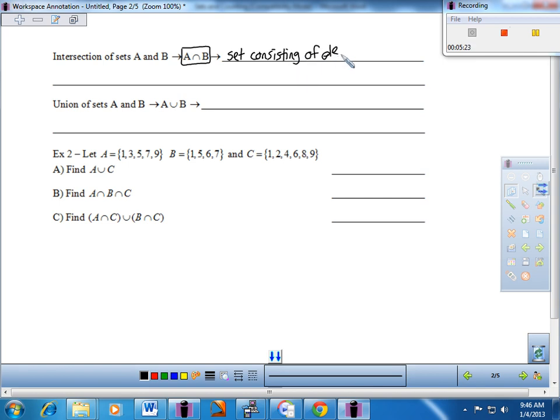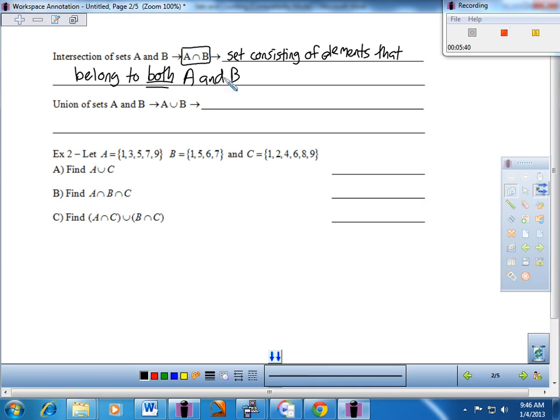of elements that, and then here's going to be the key, belong to both A and B. So intersection has to be in both of them. In fact, we'll get a little bit of a visual representation of that in just a little while. But for right now, kind of write that definition in there for me. So in intersection, the elements have to be in both A and B.